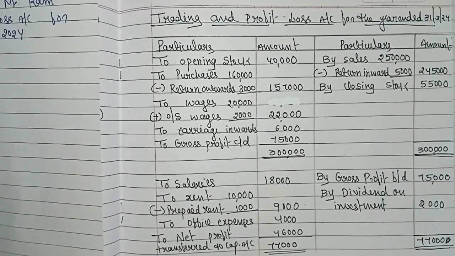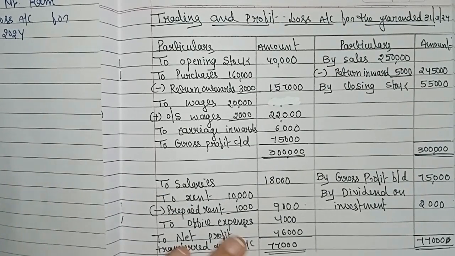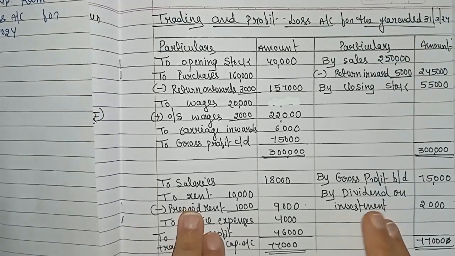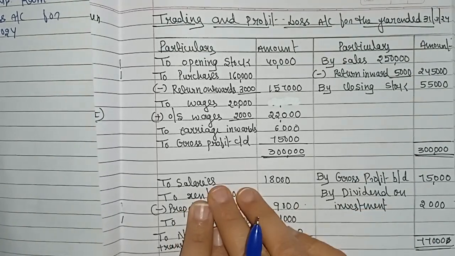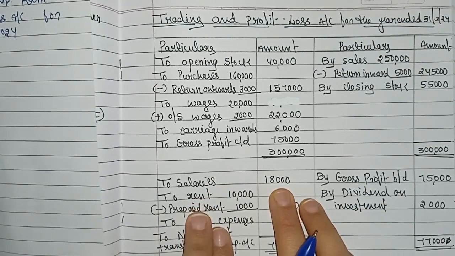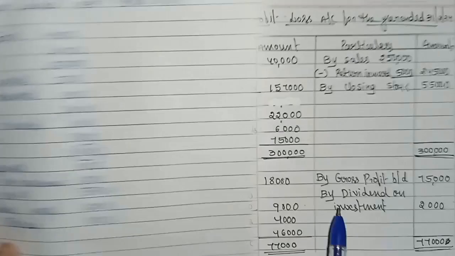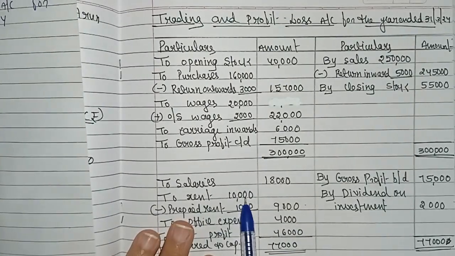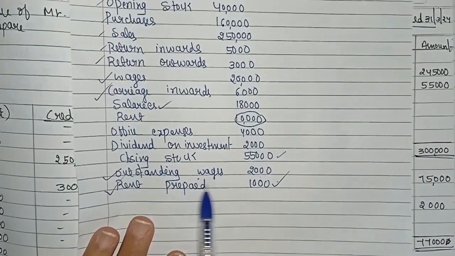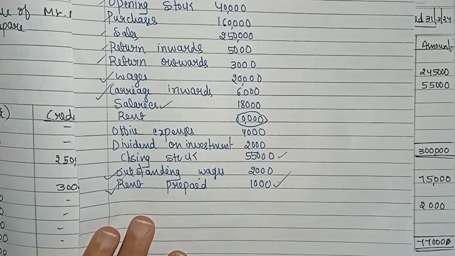Clear? That's why we need to debit, means under profit and loss account only indirect expenses will come, right? So write down salaries 18,000. Now next one is rent, that is rupees 10,000. So to rent how much? That is rupees 10,000. But here see the problem, here rent prepaid rupees 1,000 is there, right?